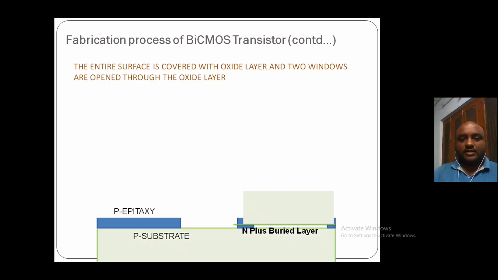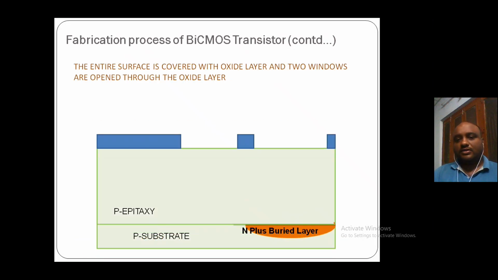Then the entire surface is covered with an oxide layer, and again two windows are opened through the oxide layer. This is also done with the help of photolithography, which is well known to us. The P substrate is taken, a window is opened, the N plus buried layer is formed, and the total surface is grown with P epitaxy. Then an oxide layer is deposited and patterned through photolithography to open two windows. So, what is the purpose of these two windows?